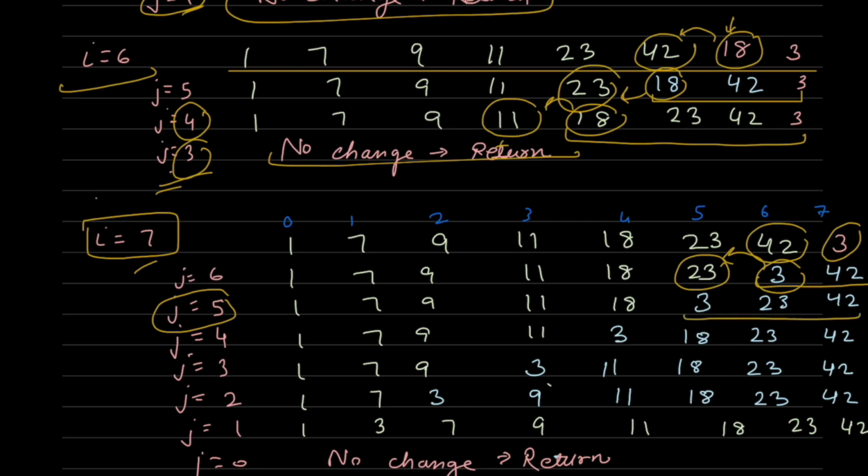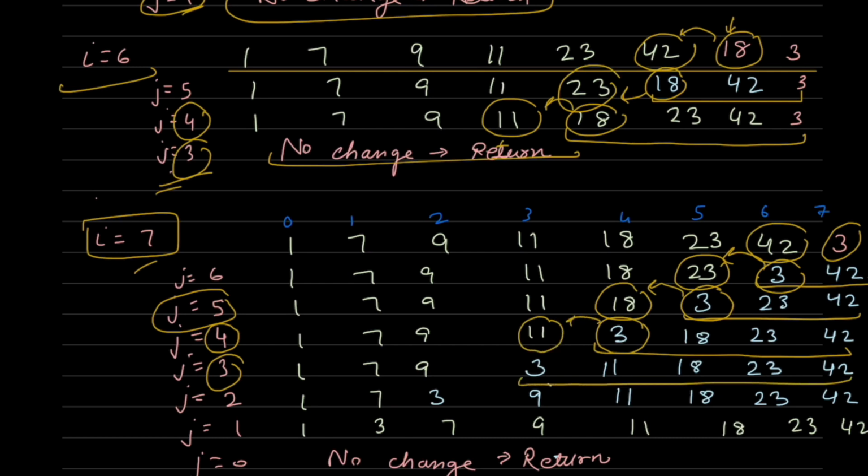This is the state we reach. We reach the next j location, next element, so we compare 3 with 18. Again smaller, we swap. Now j equals 3. 3 is compared with 11. Again it's smaller, so we swap.